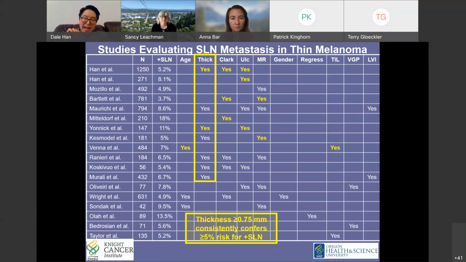At this thickness, once you get to 0.8 millimeters, your risk for a positive sentinel node becomes 5% or more. And it's at the 5% mark that we start to offer the procedure. Not necessarily we recommend it, but we start to offer it because the 5% rule allows you to offset the 5 to 10% complication rate, the 5 to 10% false negative rate of the procedure. And so that's the reason why we utilize that 5% rule here.